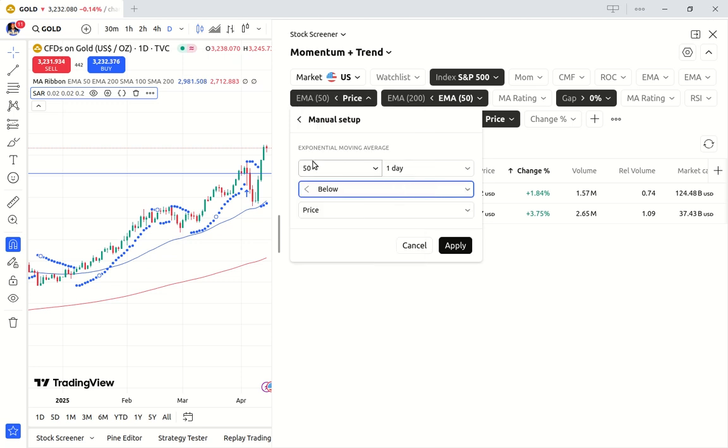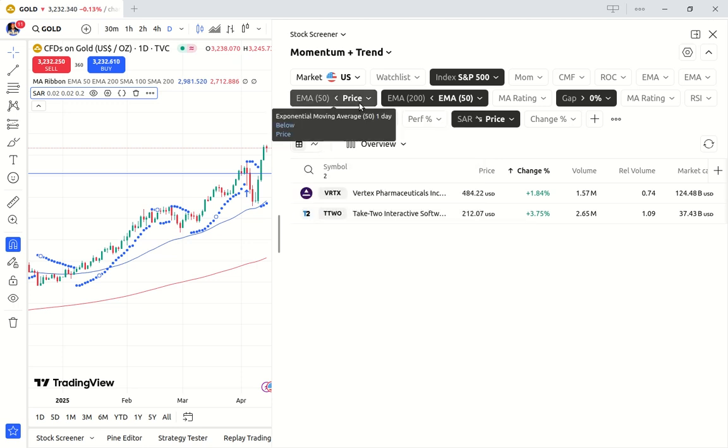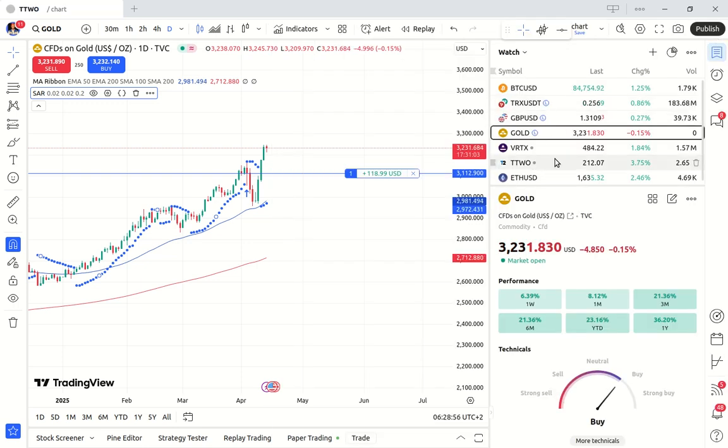So price has to be above the 50-day moving average. So the 50-day moving average should be below price. The 200-day moving average should be below the 50-day moving average. The gap should be above 0%, which is a common gap, and then the parabolic should cross down the price. And then we have two indexes here, which is S&P 500, and these are the two chart patterns here.